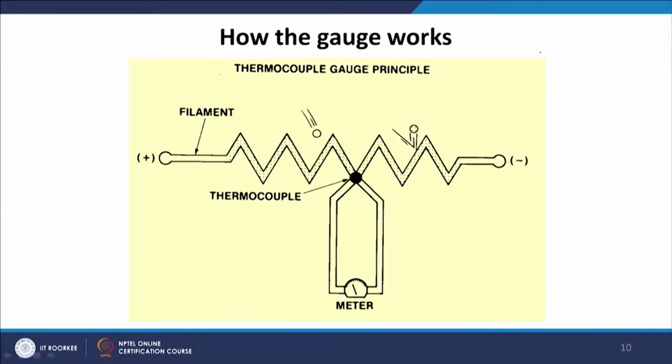So, the thermocouple gauge principle, as you have seen: there is a negative terminal, there is a positive terminal, and we have a filament here, and a thermocouple is attached here, and then there is a meter here.